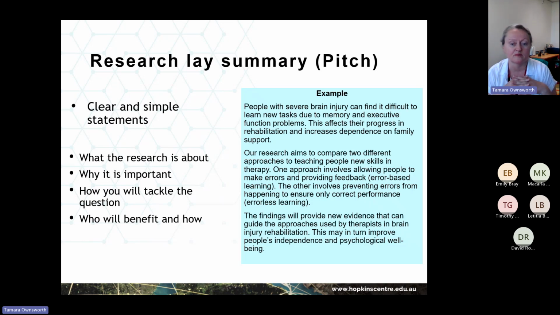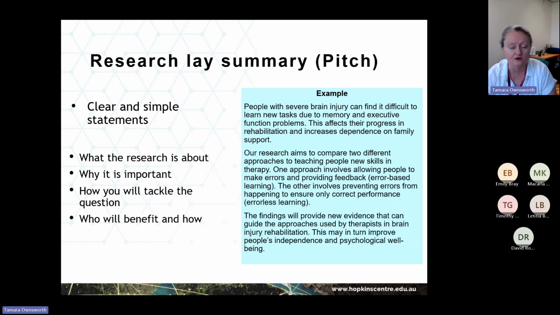Our research aims to compare two different approaches to teaching people new skills in therapy. One approach involves allowing people to make errors and providing feedback on those errors. That's error-based learning. The other involves preventing errors from happening to ensure only correct performance, and that's errorless learning.